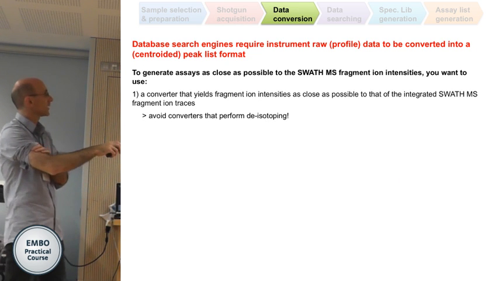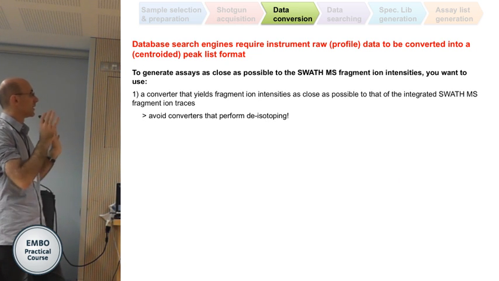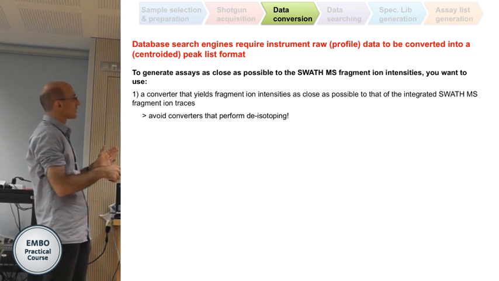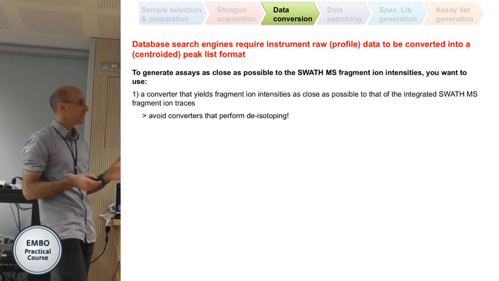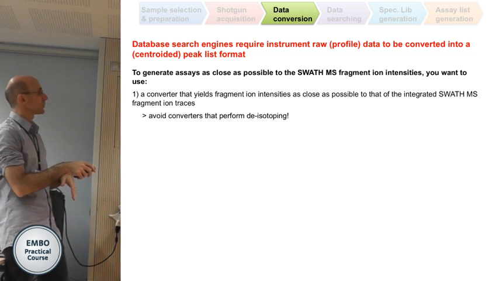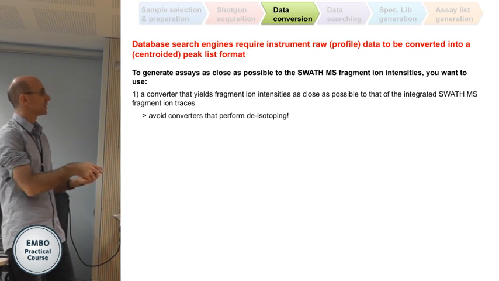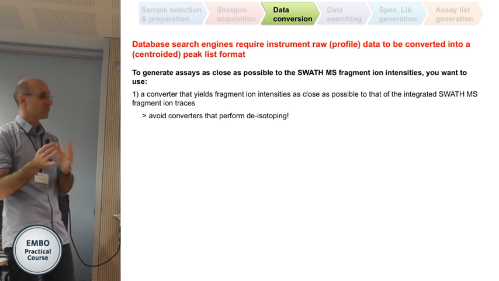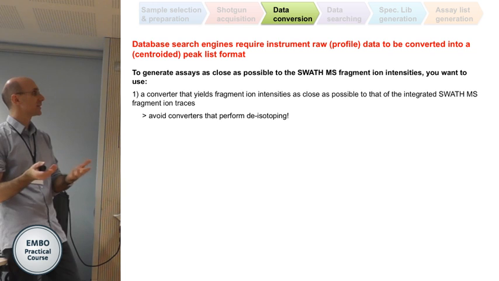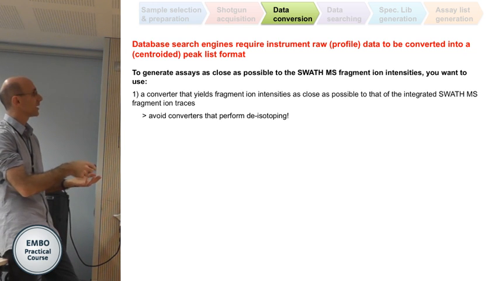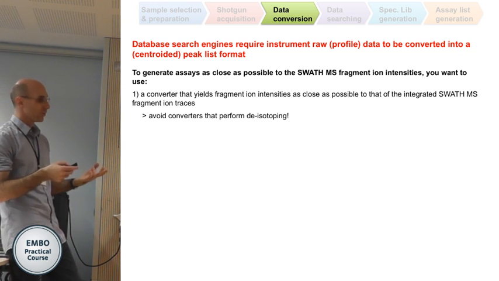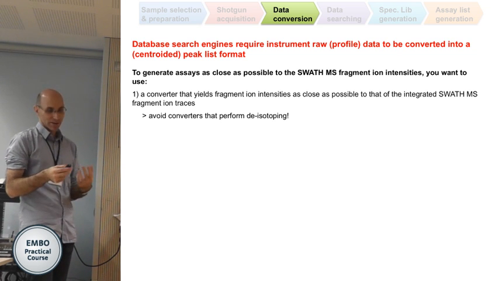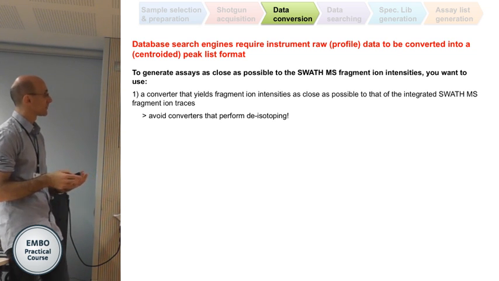So this was for shotgun acquisition. Now you have acquired your data, you have your raw data, and what most search engines need at this step, they don't manage to work directly with the raw data, which is profiled from your mass spec instruments. The first step you might not be aware of, maybe it's done automatically by your pipeline that you use in your lab, is to convert these raw profile files into centroid peak list format that is going to be searched by the search engines.